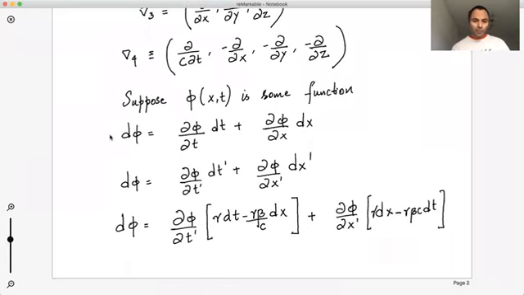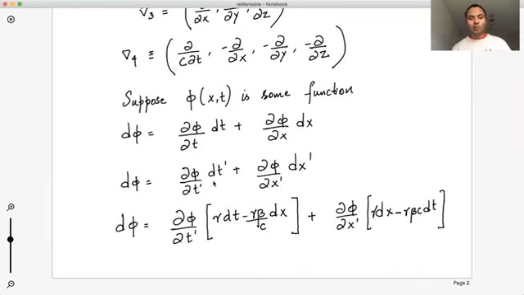Now, what I want to do is I want to actually see how to calculate the differentials in the primed frame, in some other frame, okay? So I'm going to for now assume that phi is a Lorentz scalar field. So it means that d phi is going to be the same in another frame, okay? So in that frame, I can basically write exactly the same equation, right? So instead of unprimed variables, I have the primed variables.